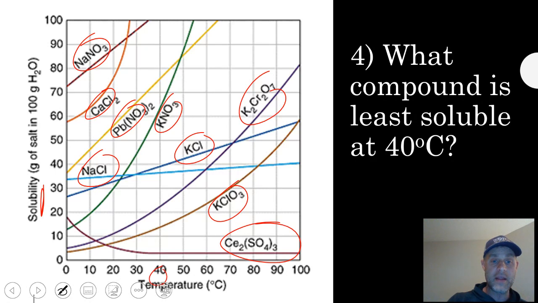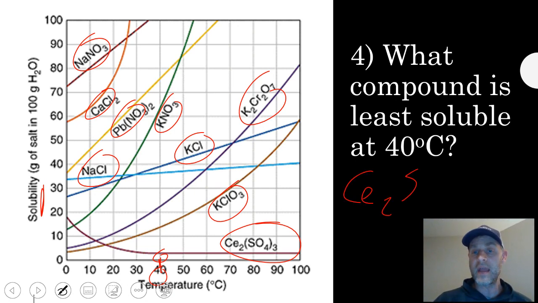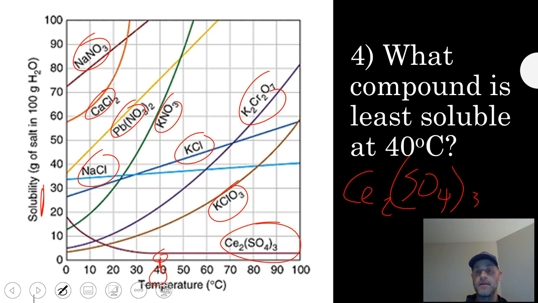So here I go to 40 and I go up. Whoa, I don't go very far and I hit one. That's that weirdo, right? That's the one that goes opposite trend of everybody else. That's Ce2(SO4)3. So Ce2, that's cesium, SO4 3, sulfate. Cesium sulfate is the least soluble compound at 40 degrees. Done. So this is a really good example of, number one, a solubility curve, and number two, how you interpret that curve. That's all I've got, guys.